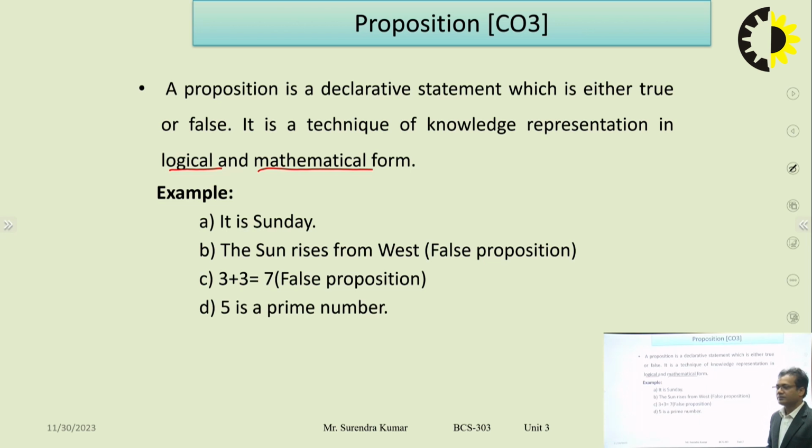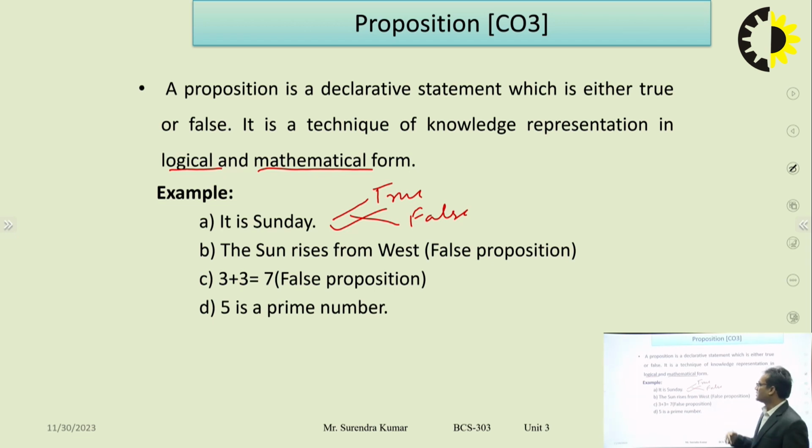Let's take some examples. Generally we say, today is Tuesday, or it is Sunday. These are two statements, and they are propositions, because they may be true or they may be false. Right? So today may be Sunday or may not be Sunday, depending on the condition. And for example, if today is Tuesday, not Sunday, then this statement is false for today.